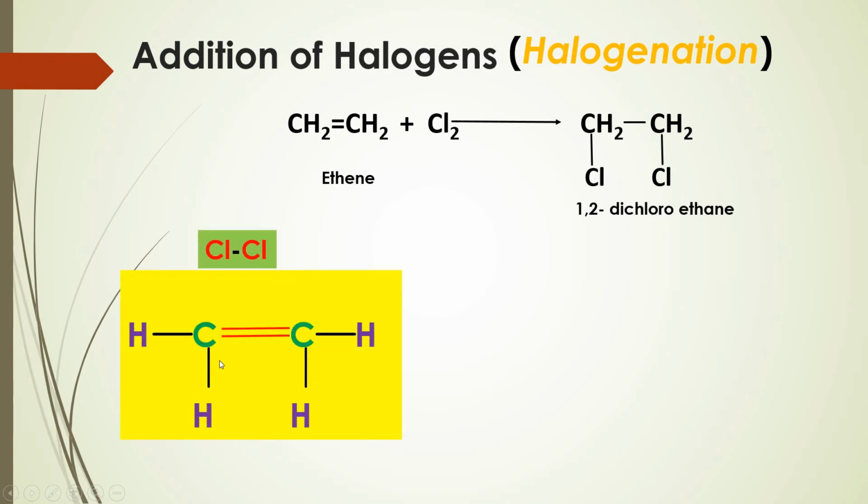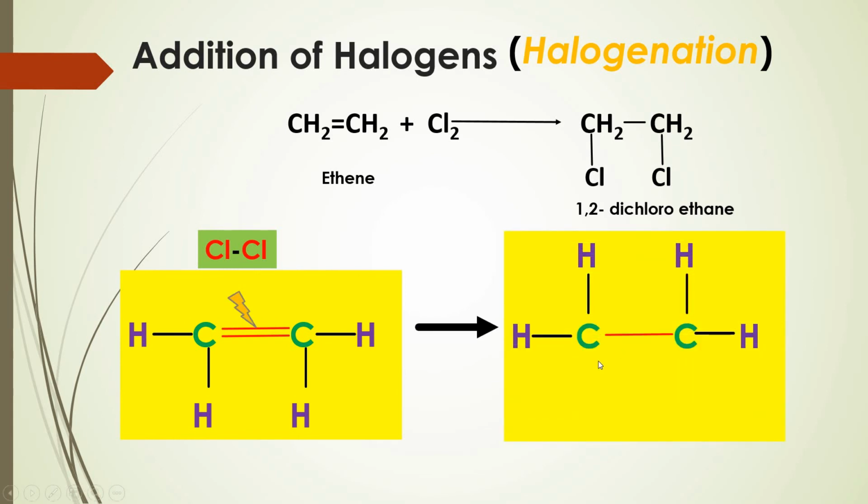So let us see the reaction mechanism. This is a double bonded compound, ethene. When chlorine is brought closer to ethene with the help of energy, the double bond gets broken and we have the possibility of making a single bond on each carbon atom, and this bond can be made by taking the help of a chlorine atom on each carbon atom. Here we get 1,2-dichloroethane.